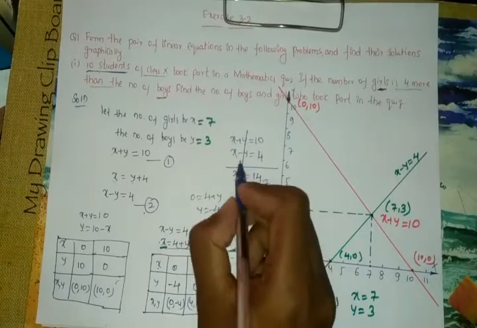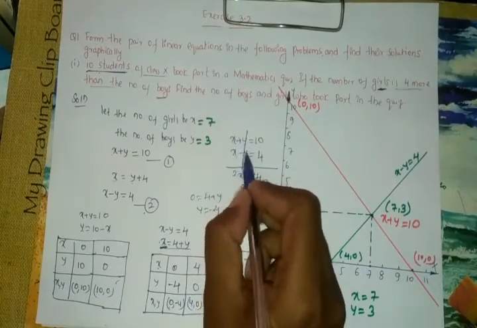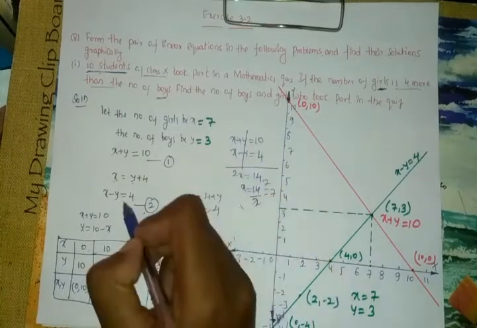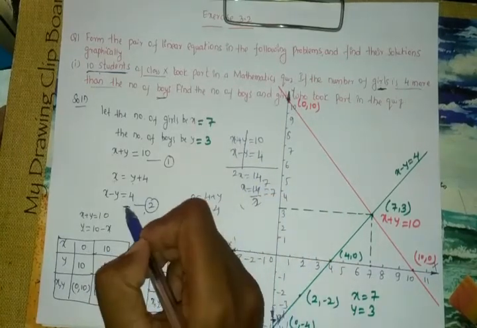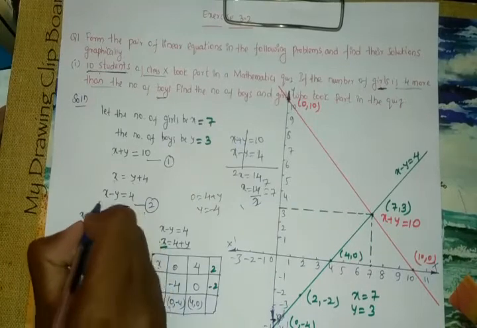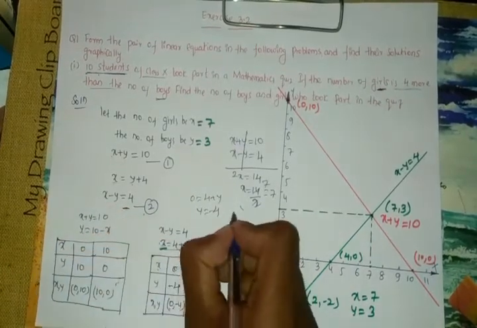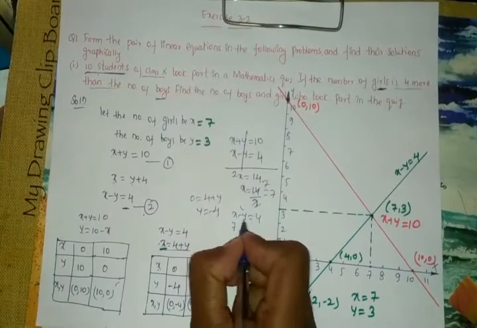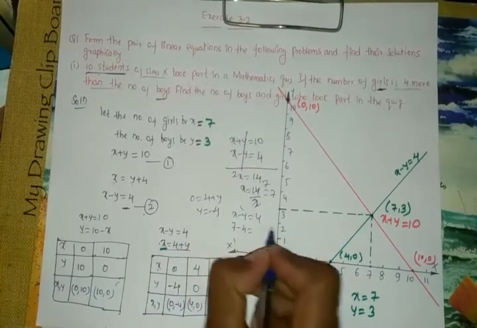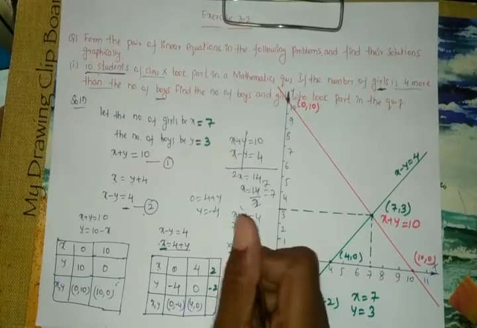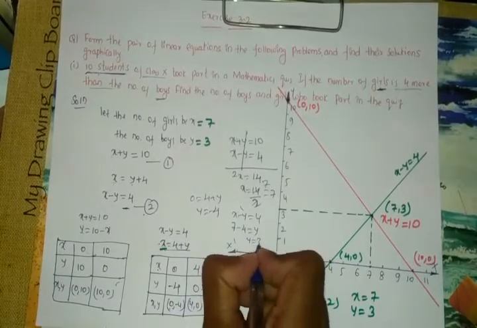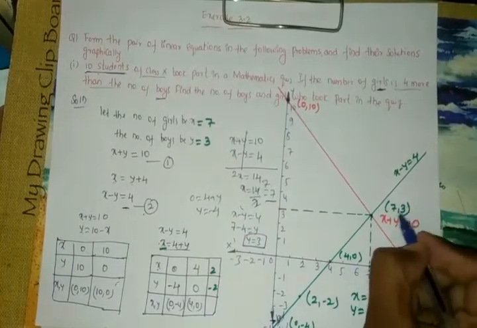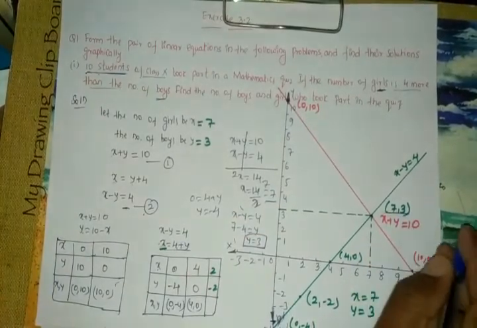For y, I can put x in any one of the equations. Let me use the second equation, x minus y equals 4. When x is 7, 4 comes on LHS as minus and y is plus, so 7 minus 4 is 3. We get x as 7 and y as 3.